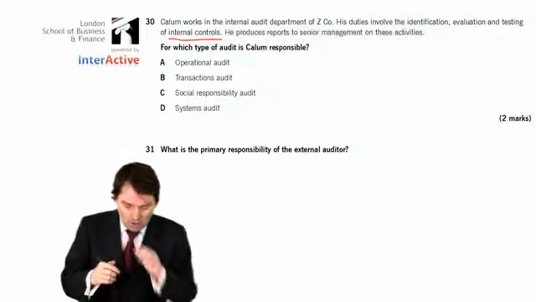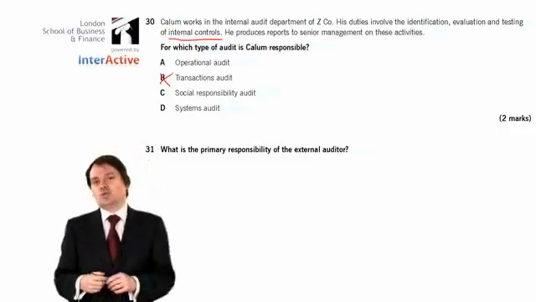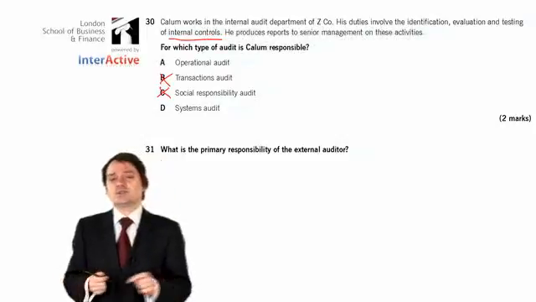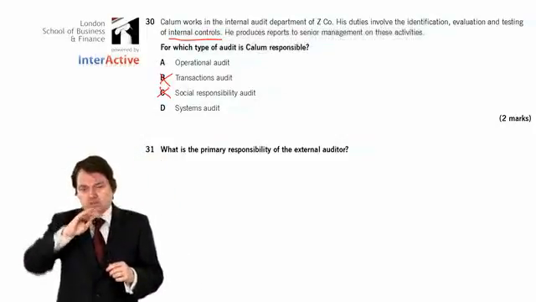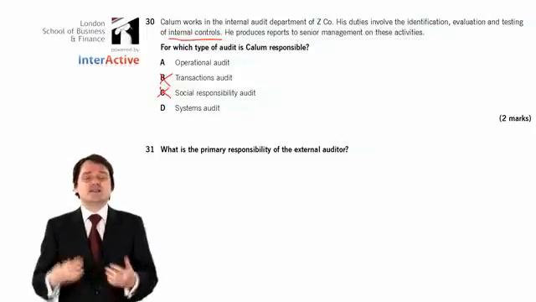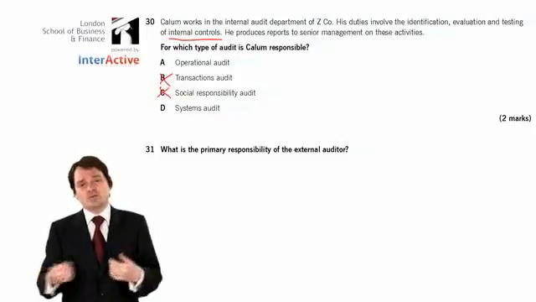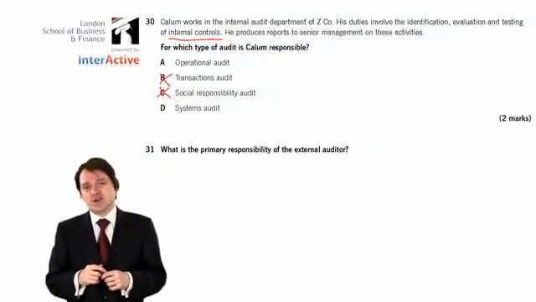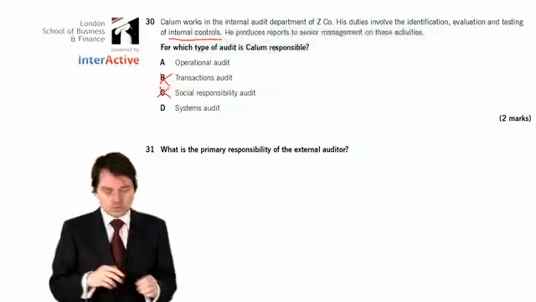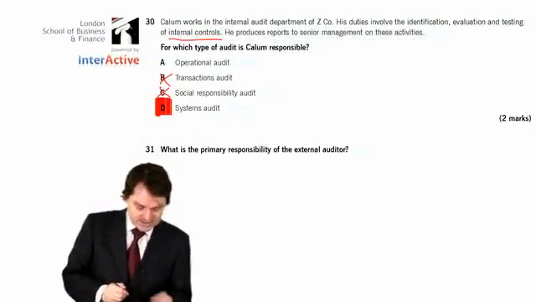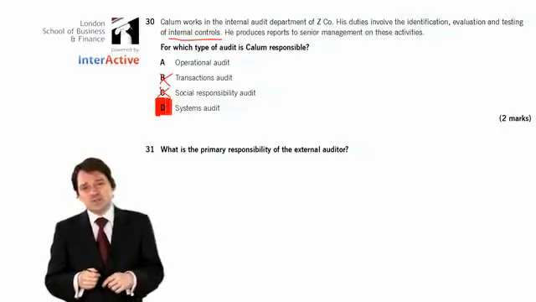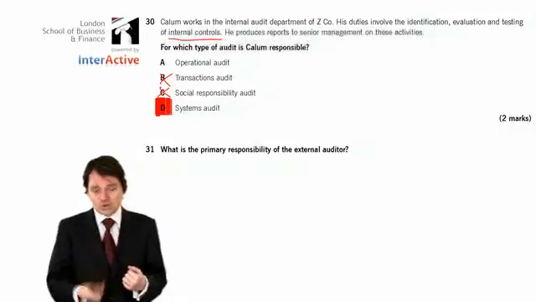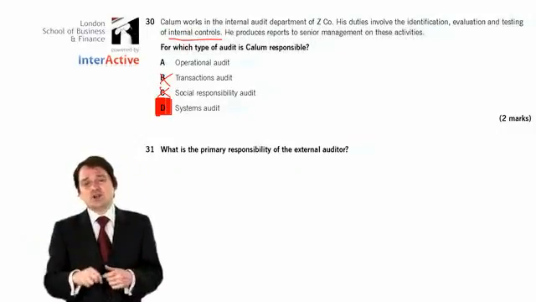So he's not doing transactions audits because they're buying things, selling things. He's not doing a social responsibility audit, because a social responsibility audit is looking at things like, are we a good corporate citizen? Do we employ the right kind of people? Is he looking at operational or is he looking at systems? Well, he's looking at controls, and controls are systems. So again, I would put it to you that even if you didn't know it was D, you could guess it wasn't B or C. So you've got a 50-50 chance of getting that one right.